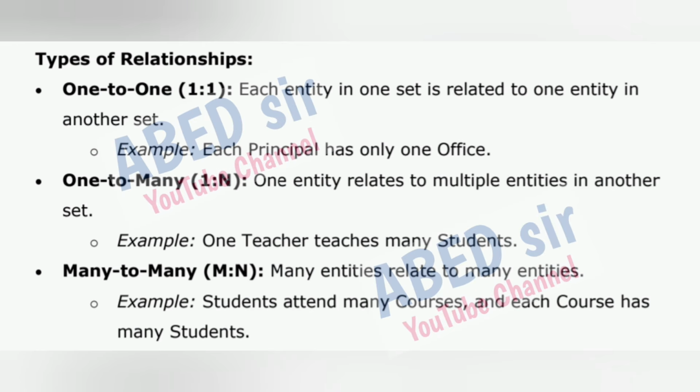Types of relationships. One-to-one, 1:1, each entity in one set is related to one entity in another set. Example, each principal has only one office. One-to-many, 1:M, one entity relates to multiple entities in another set. Example, one teacher teaches many students. Many-to-many, M:N, many entities relate to many entities. Example, students attend many courses, and each course has many students.